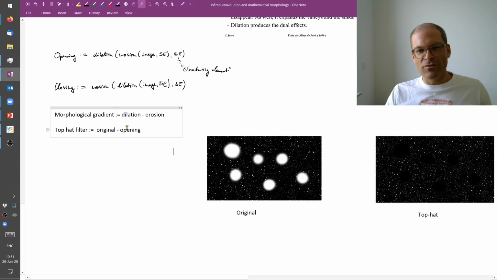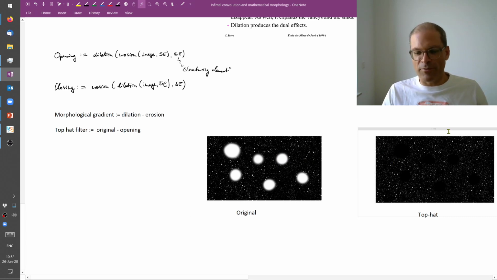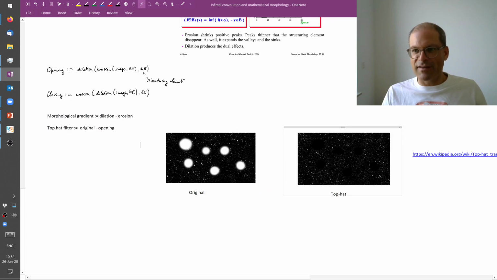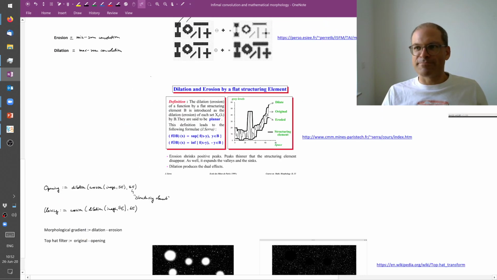So what does it do? The opening here gets rid of all the small objects, but it keeps the big ones. And then if we do original minus opening, well, the big objects disappear and the small ones come out. And in this particular case, the big ones were assumed to be dirt or something, and the small ones were supposed to be the objects of interest. This is an example here from Wikipedia. And I have another picture somewhere.